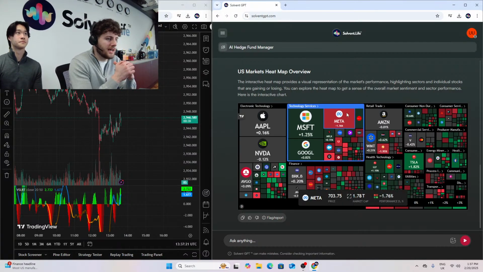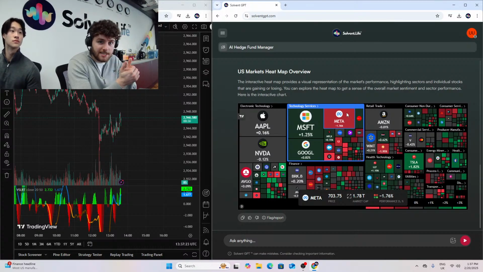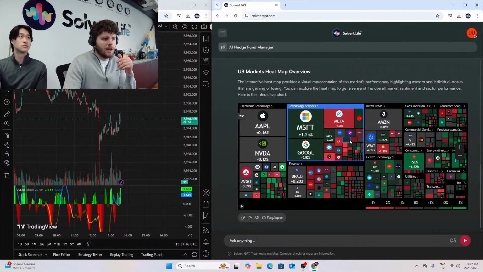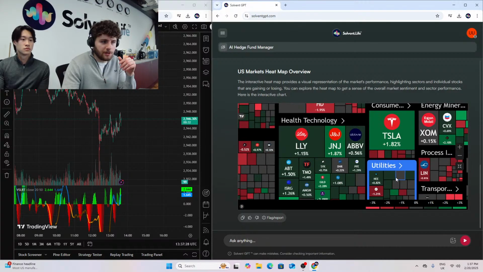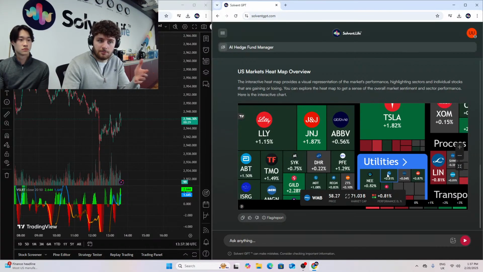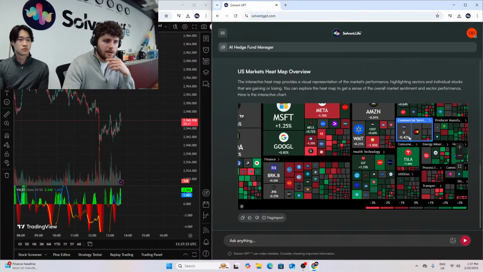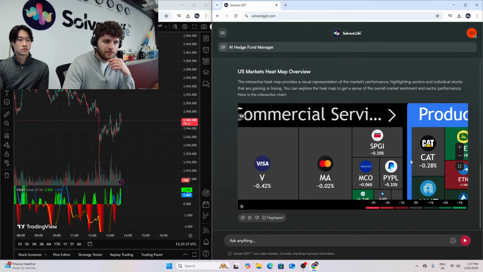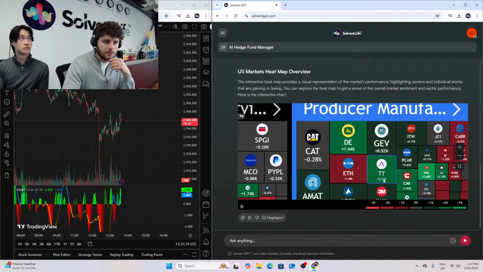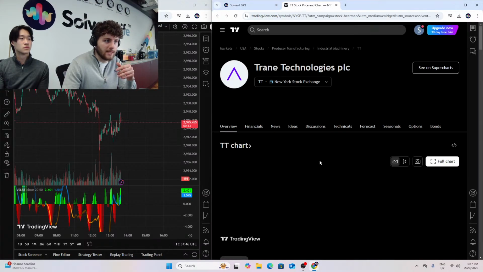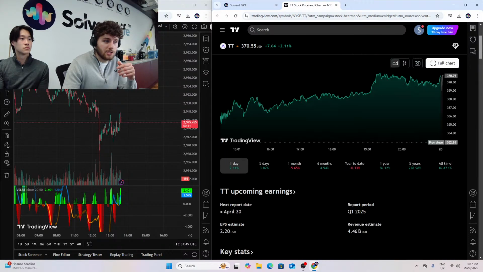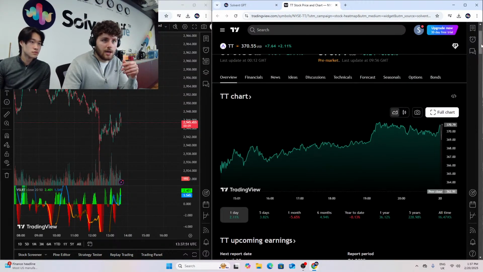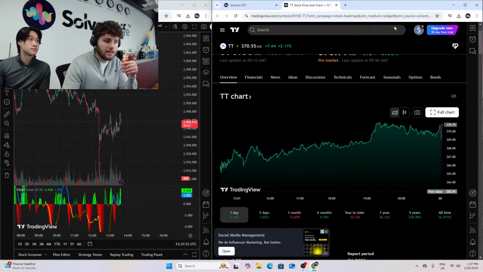So this is a heat map of the US 500 updated in real time. We have every single sector within the US 500 and every single company that makes up that respective sector. So we can zoom in maybe into producer manufacturing. What we have here, TT, not a company I'm too familiar with. What we can do, however, if we want, is click, and it will take us straight to their TradingView page where we can read into a lot of the relevant information that we would need to make a trade.